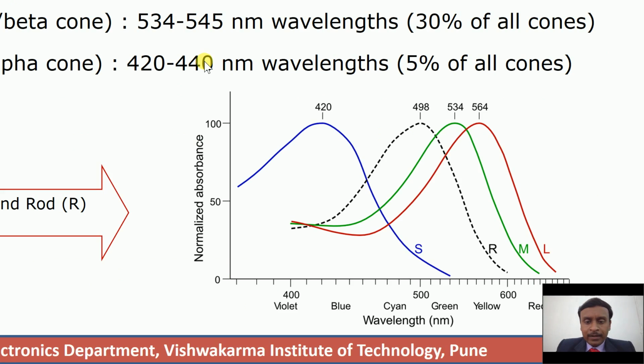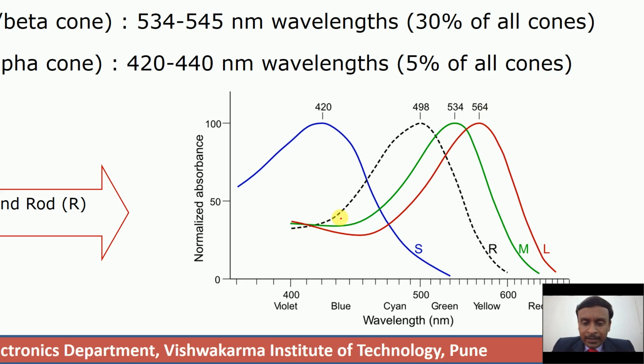Here you will find a graph of normalized absorbance versus the wavelength, and you will find that a blue line is the S cone, which is a blue cone or alpha cone, and its output is maximum at 420 nanometers. Next, the green line is the M cone or beta cone, and its maximum response is noted at 534 nanometers. And the last line is called the L cone or red cone or gamma cone. Its response is maximum at 564 nanometers.